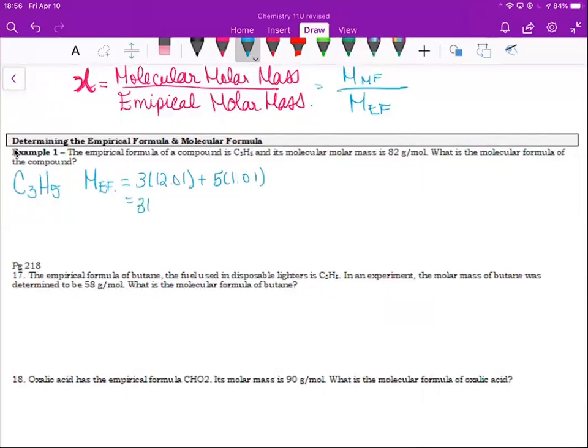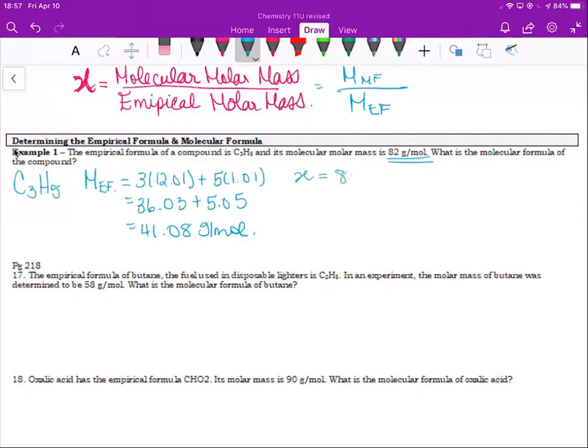So let's do this in our head. 36.03 plus 5.05 is 41.08 grams per mole. So that's my molar mass from my empirical formula. Do you see how they gave us the molar mass? That was determined experimentally. So now I have everything that I need to find out what this multiplier X is.